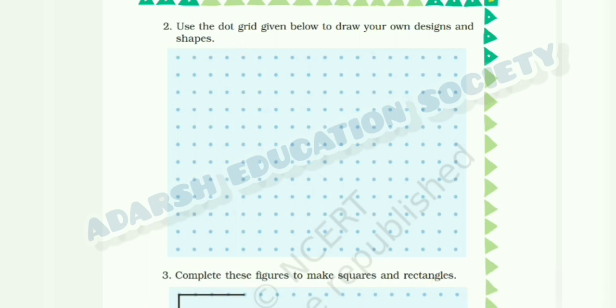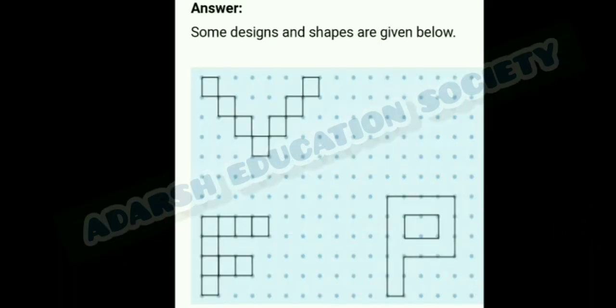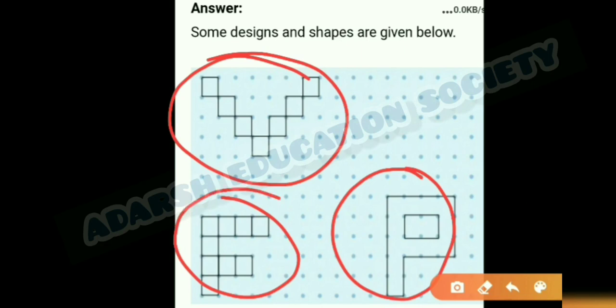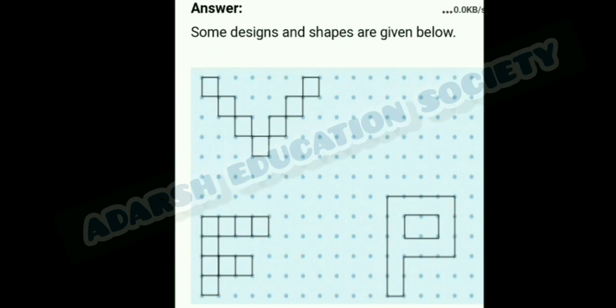Now in next page, second question: use the dot grid given below to draw your own design and shapes. Here you have to draw designs, right? You can draw any flower, shapes, leaves. You can draw anything here which you want to draw. Some designs and shapes are given below. Here you can see I draw different types of design for you. You can create your own also.